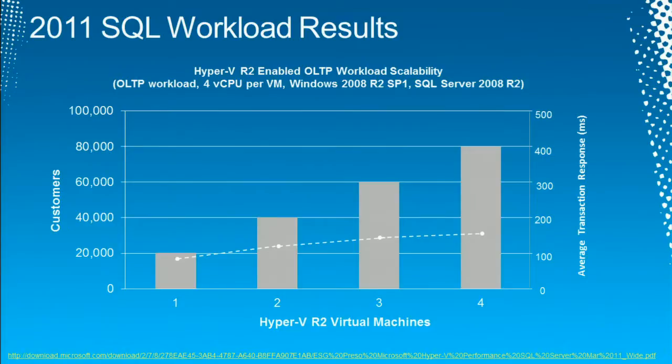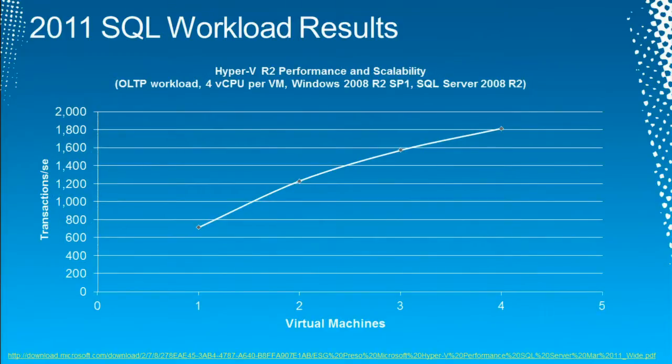Remember, this is on a single server across these 4 VMs. We're not separating it out across multiple hosts. But look at the response time. The response time only increases that very slight amount to between 100 and 200 milliseconds across those 4 workloads, handling those 80,000 customers. Now, that's an indication the performance is very, very high in that environment.